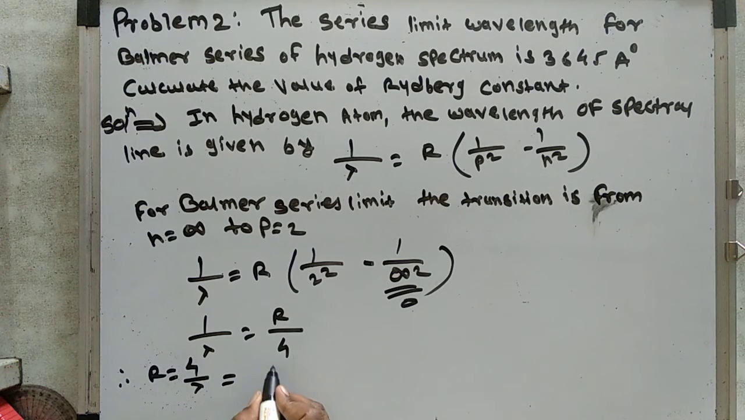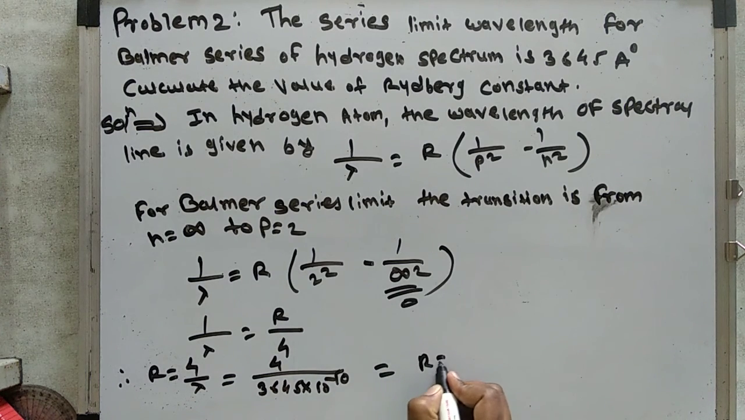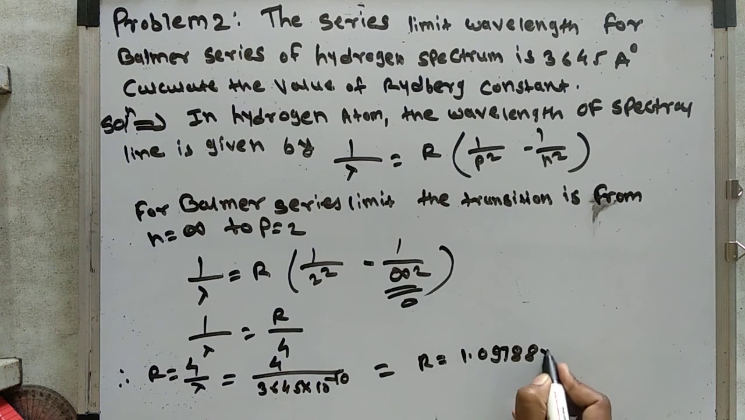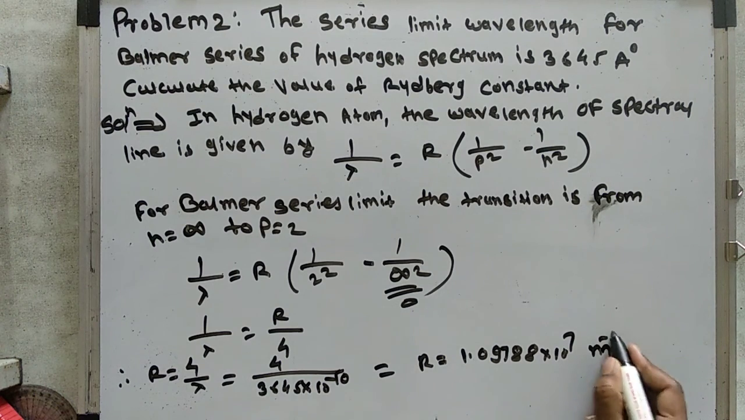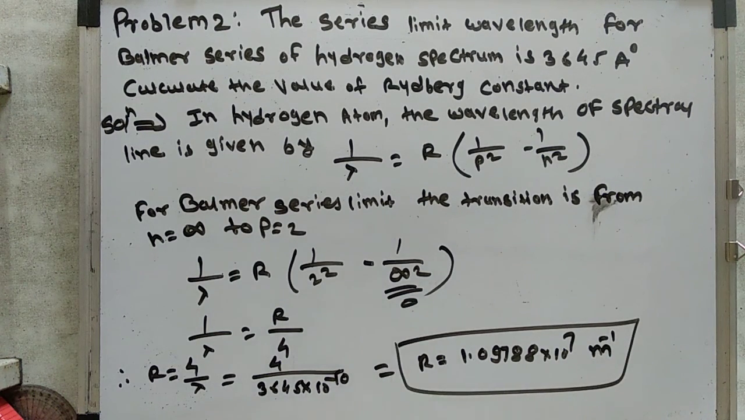Rearrange this term. So 4 upon lambda, put the value of lambda, the wavelength, 3645 into 10 raised to minus 10 meter. Calculate this value. R is equals to 1.09788 into 10 raised to 7 per meter. This is the value of Rydberg constant.